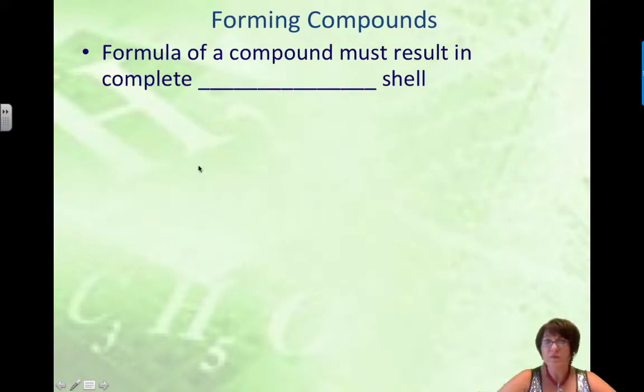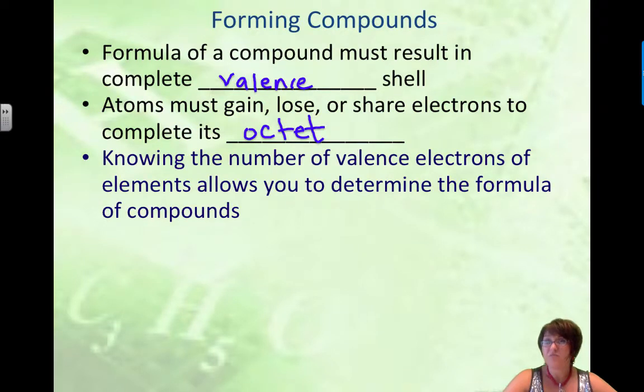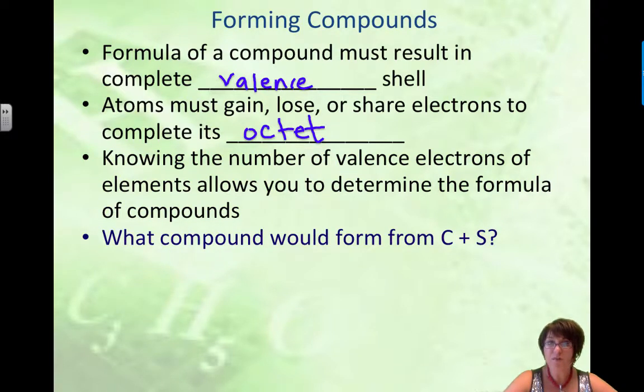First of all, when we're writing the formula of a compound, that formula needs to result in a complete valence shell for every atom in that compound. Atoms must gain, lose, or share electrons in order to complete the octet. The only exceptions to these are atoms that are beyond the third energy level because they can have more than 8. So knowing the number of valence electrons of an element allows you to determine the formula of its compounds.